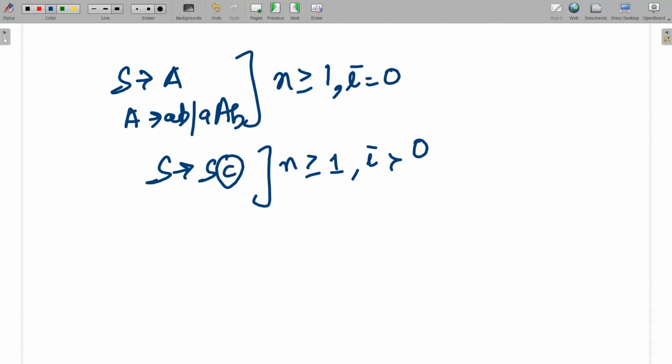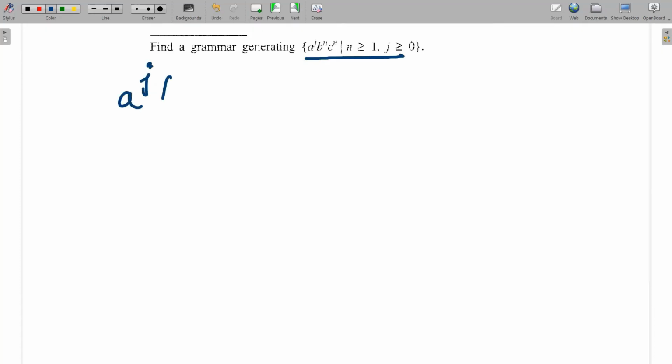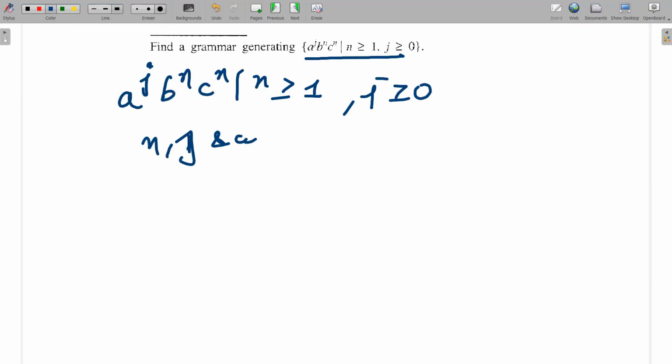So we have the next question. Again, it is given as a^j b^n c^n, n greater than or equal to 1, j greater than or equal to 0. So n and j are not related.